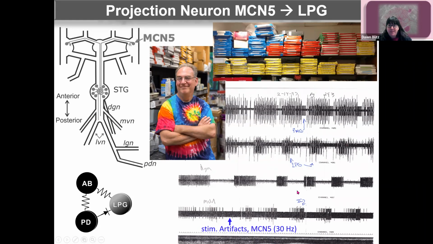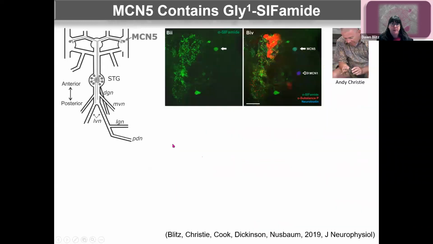This is just one example, and I'm using it to say that this particular projection neuron, MCN5, really strongly excites LPG. It actually elicits gastric timed bursting, which is kind of unusual, right? Because in Cancer borealis, LPG is part of this pacemaker ensemble. So let me use different recordings to make this point a little bit more.